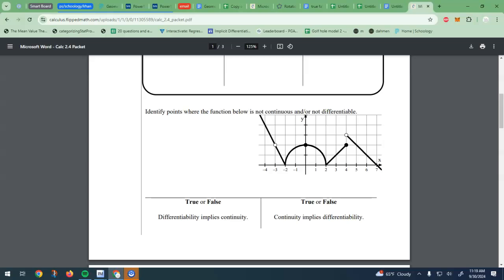Then we got x equals 4. Another potential issue there. Is x equals 4 a discontinuity? What kind? Jump. So it's a discontinuity. Non-continuous. Discontinuity. And is it differentiable there? Can I take the derivative? I cannot. Non-differentiable.